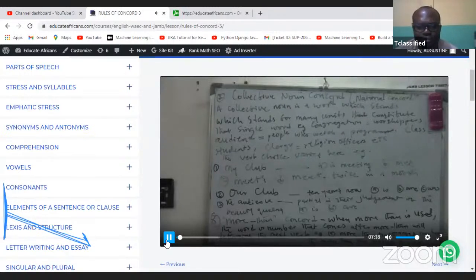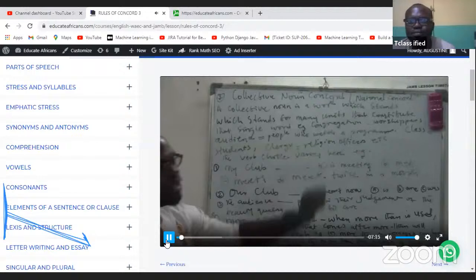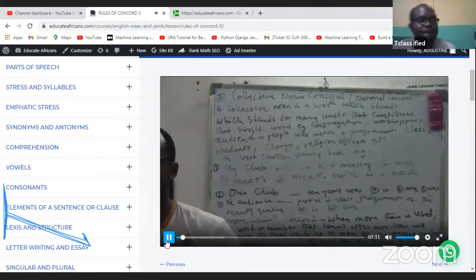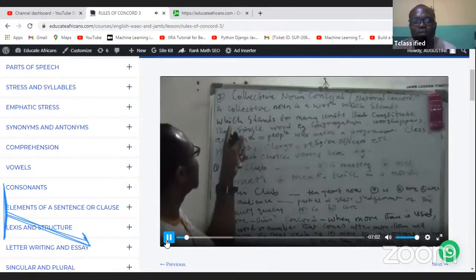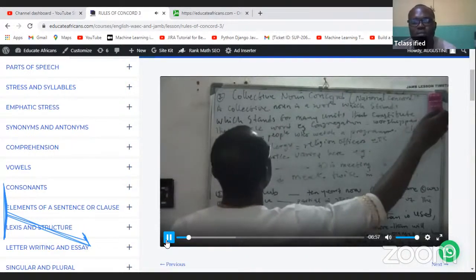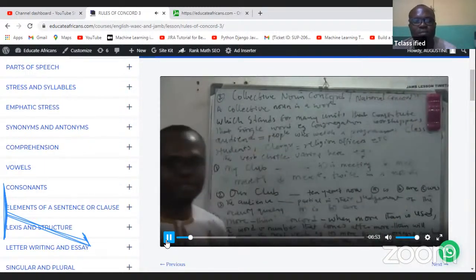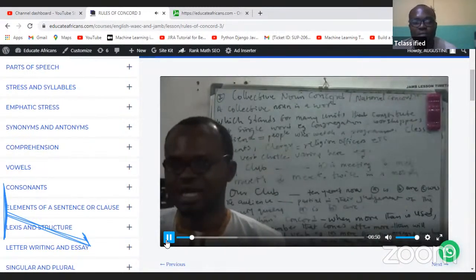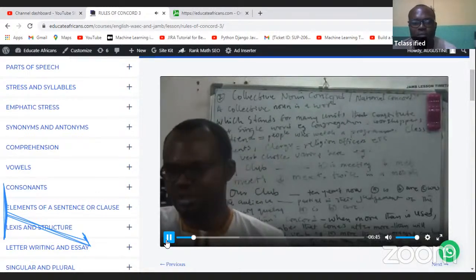We're going to continue with the rules of Concord, and now we're going to look at collective noun Concord. What are collective nouns? A collective noun is a word which stands for many units that constitute that single word. That clear? Class. What are the units that constitute a class? The students in the class. Is they not?